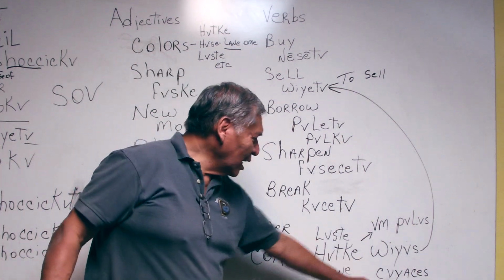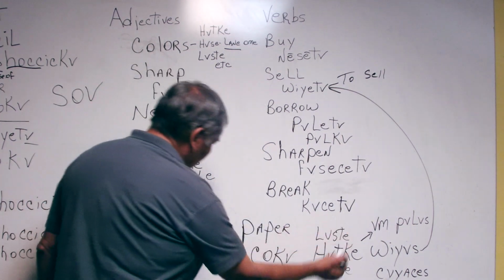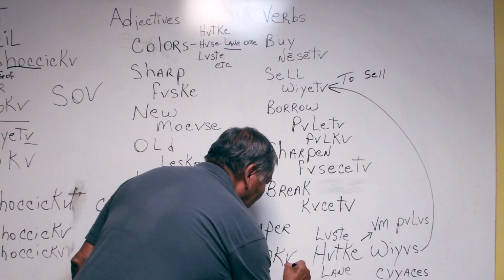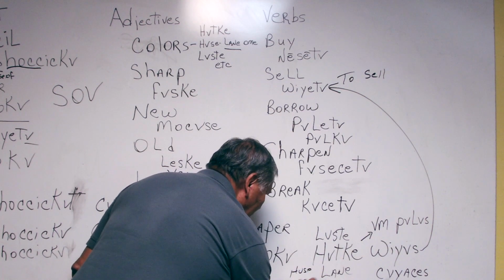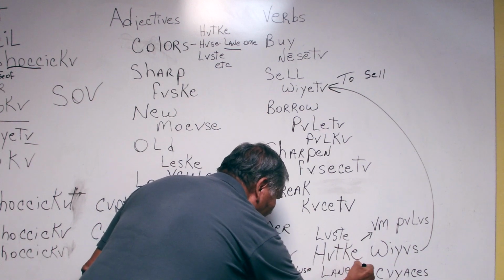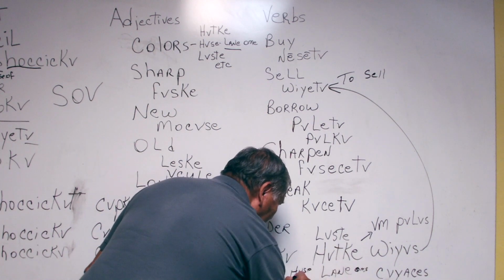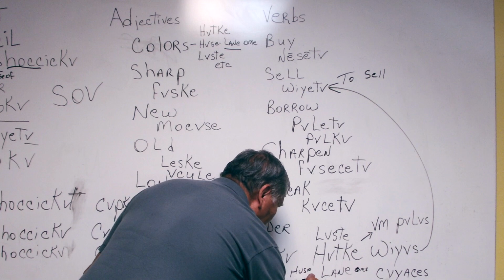So if you wanted Hasilani, which is sun, you can say Hasilani Omi, or Pahilani Omi, which is new.